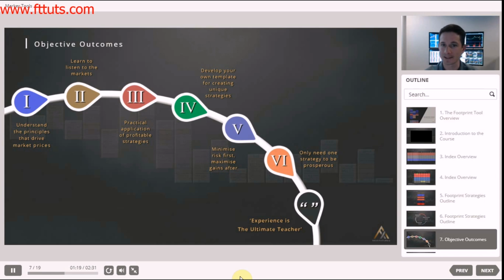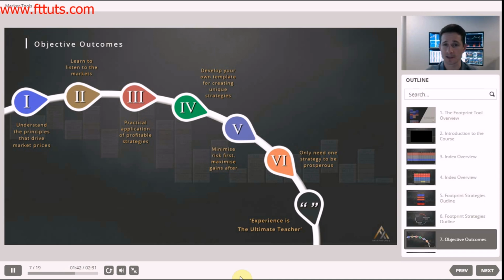Obviously, throughout units 6 to 15, you will adopt a template I've created for you. But over the long run, I want you to adopt your own template that's personal to your trade strategies. The fifth objective I really want you to focus on and really adopt is minimizing risk first and maximizing gains after. The reason is simple.